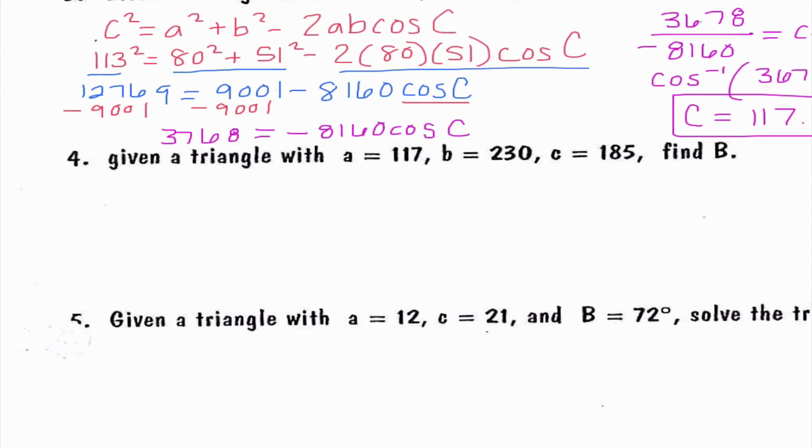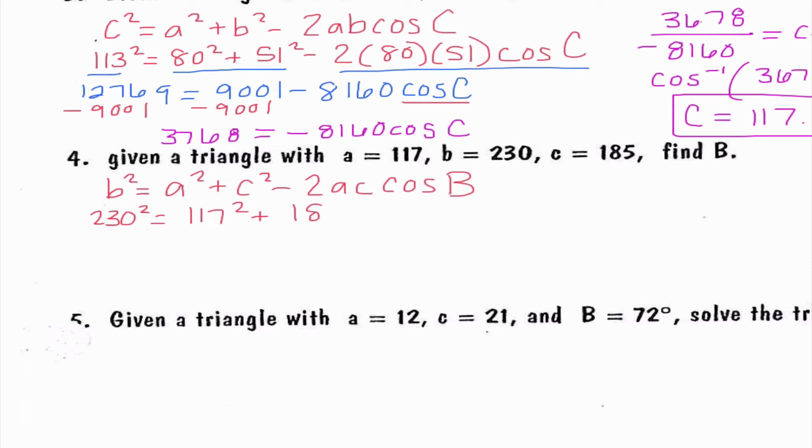Okay, number 4 is pretty similar. It's saying we have sides A, B, and C, find angle B. So I know that I need to put side B all by itself. So I'm going to say B squared equals A squared plus C squared minus 2AC cosine of angle B. So I'm going to go ahead and substitute in those values. And I would suggest that maybe you go ahead and pause the video at this point and do this on your own and see if you get the same answer that I do.